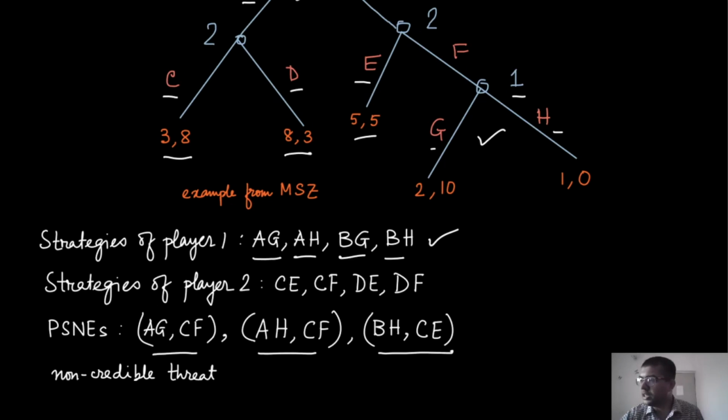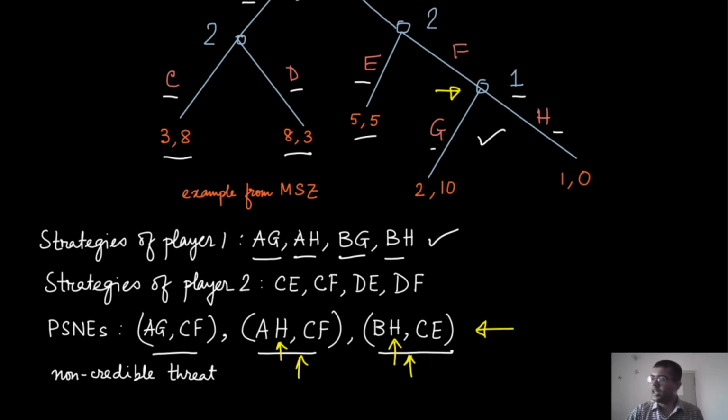Now, the moment you look at the pure strategy Nash equilibria of this game, there are certain things that you can see immediately in the light of what we have discussed in the previous module. There are some non-credible threats going around. Look at these two pure strategy Nash equilibria, AHCF and BHCE. It is saying that in the third round, player 1 is going to play H. Now, when does player 1 get a chance to play the third round? Only at this history, right?